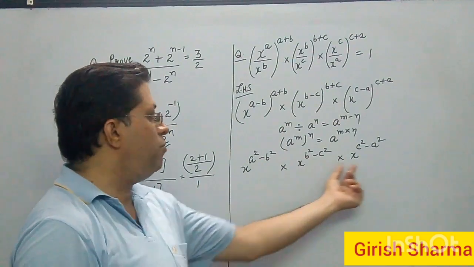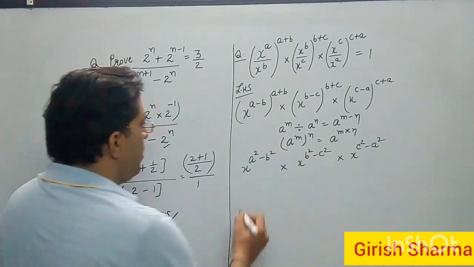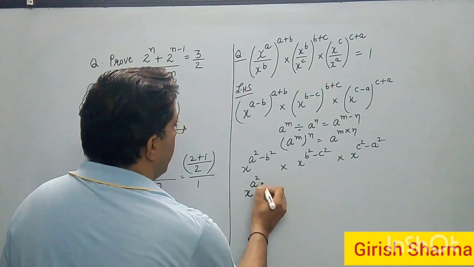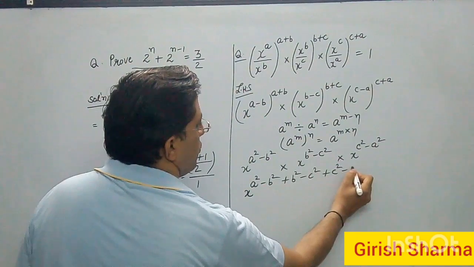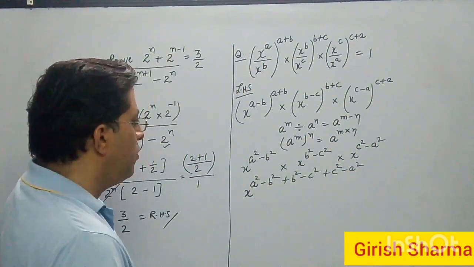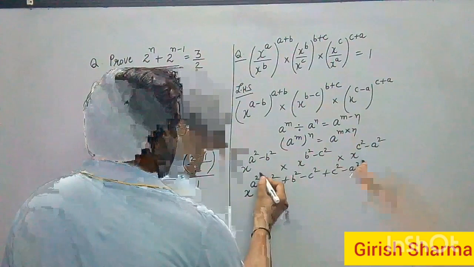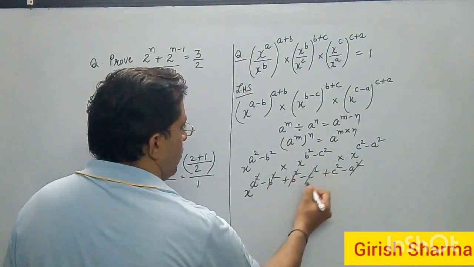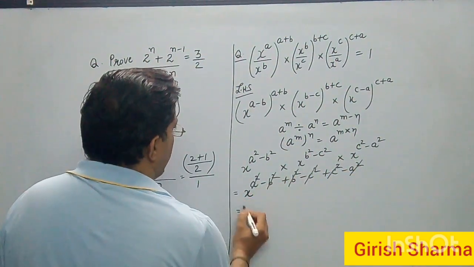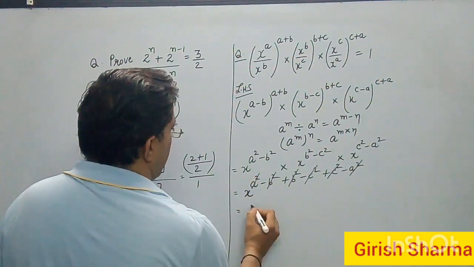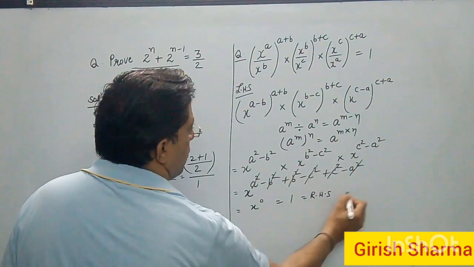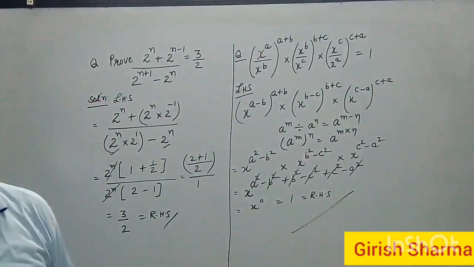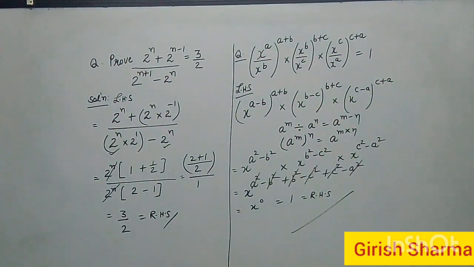Now see, the base is the same in all three. If the base is the same, then the powers will be added. b square minus c square plus c square minus a square. You can cancel a square with a square, b square with b square, c square with c square. Then what will be here? x power 0, and x power 0 is 1. Like this way you can get the answer with the help of laws of exponents. It is very easy and important.